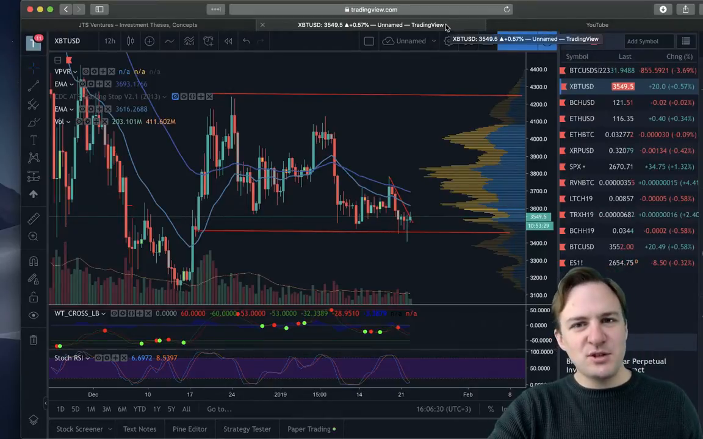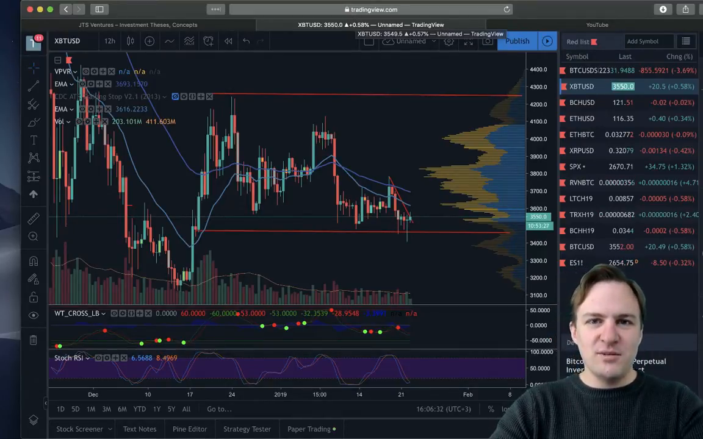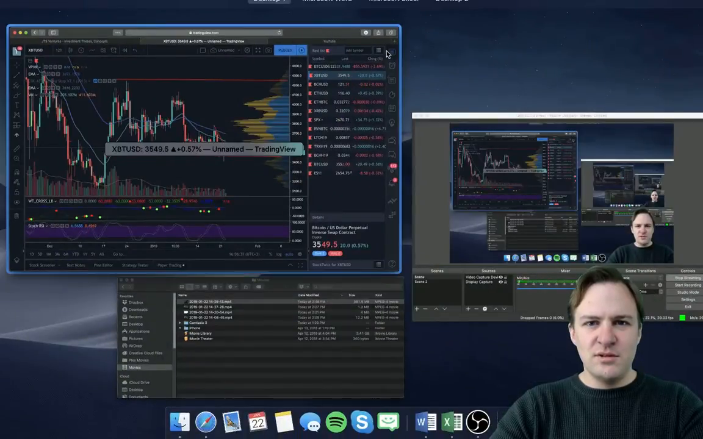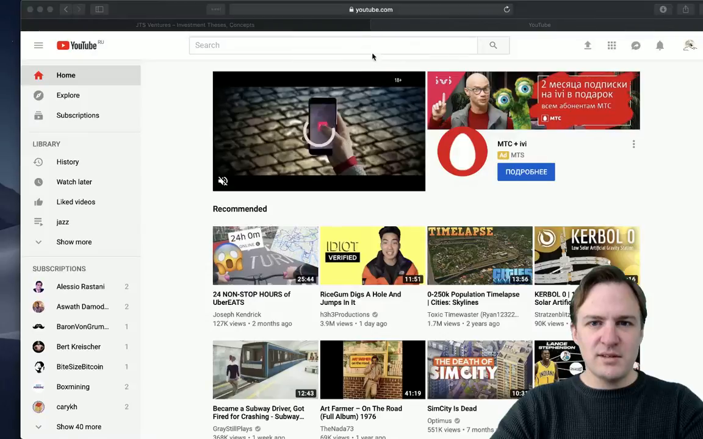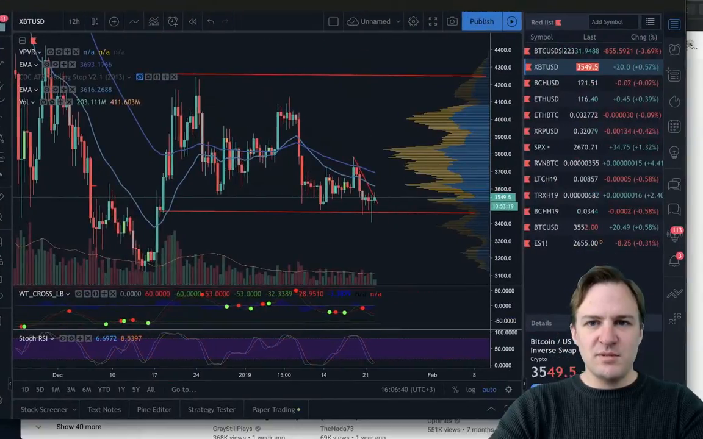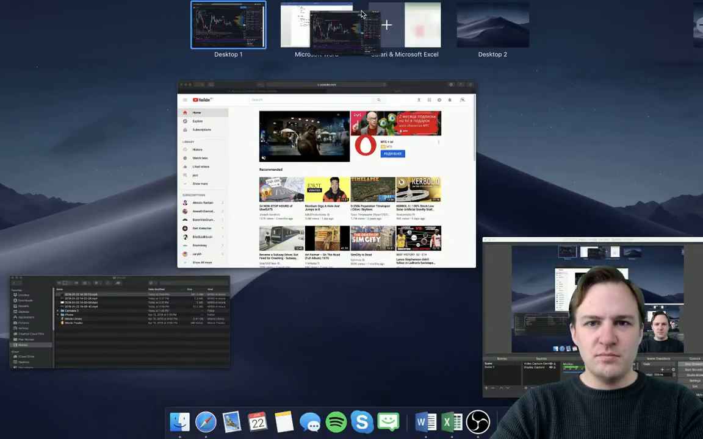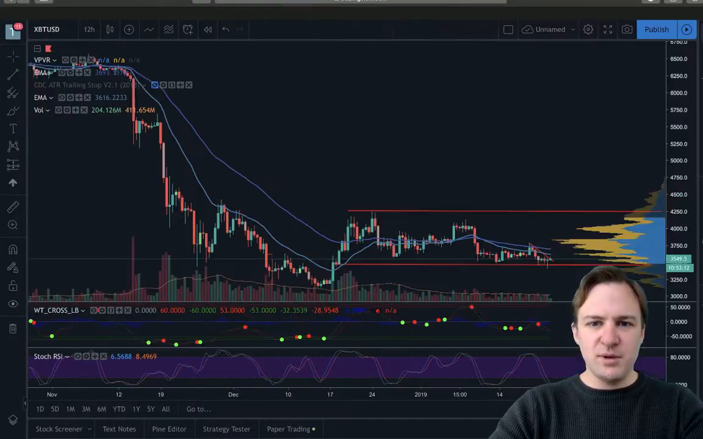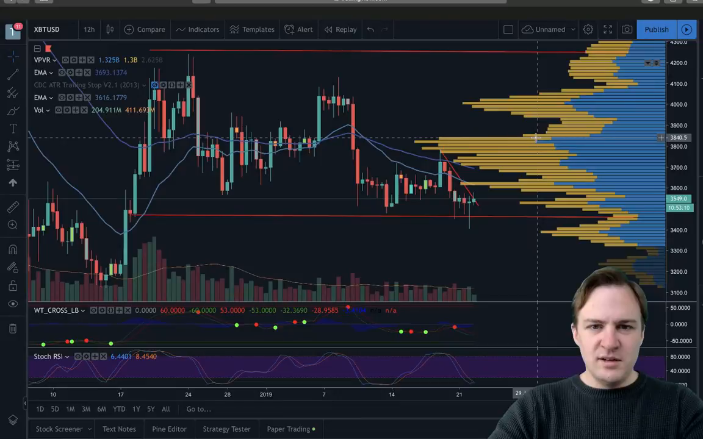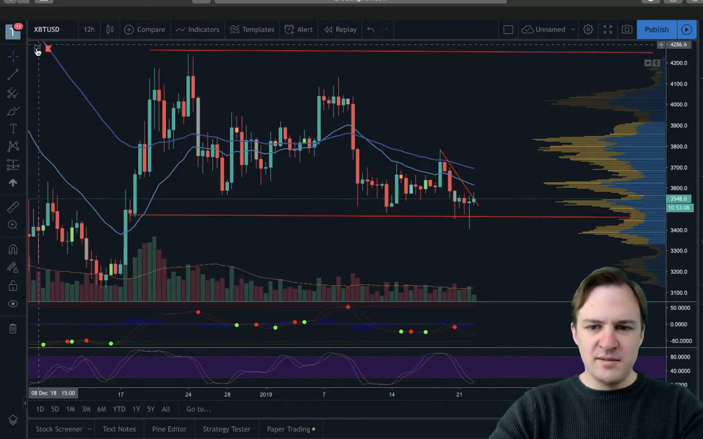Got some picture-in-picture going on. We're going to drag TradingView up top. Drag this out. Drag it up top. Make a new one. Here we go. Let's look at some prices. Bitcoin is looking great today.